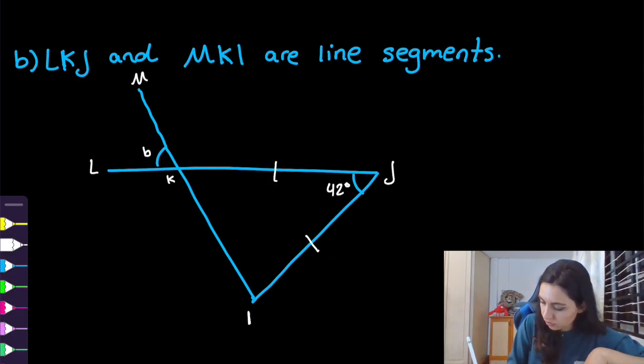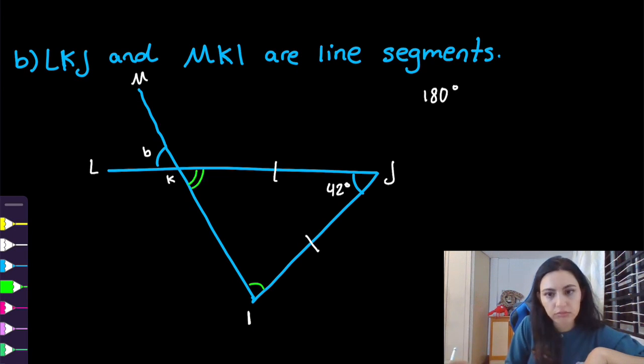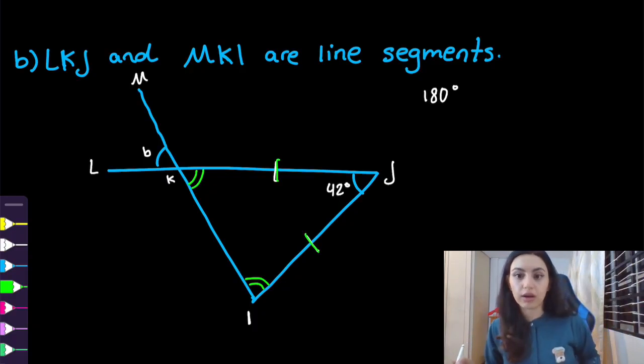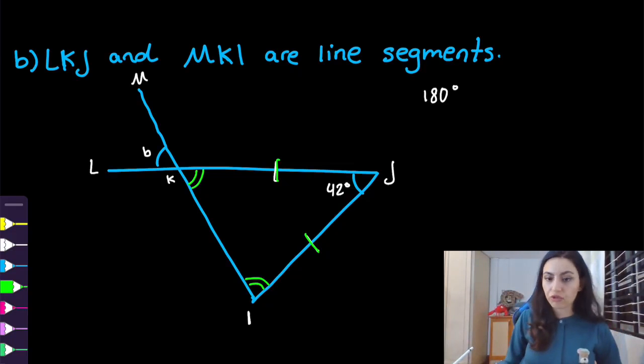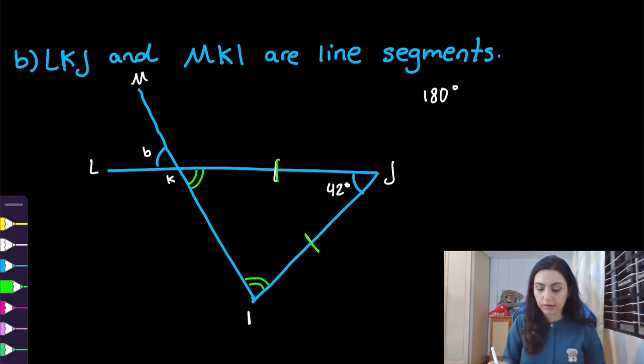So this is 42. These two sides are the same. So if this is 42, we say 180. So I know I'm going to choose a different color. I know these two angles are the same. True, because these two sides are the same. And this is the isosceles triangle. And in that triangle, the two sides are the same and the two angles on this side are the same.